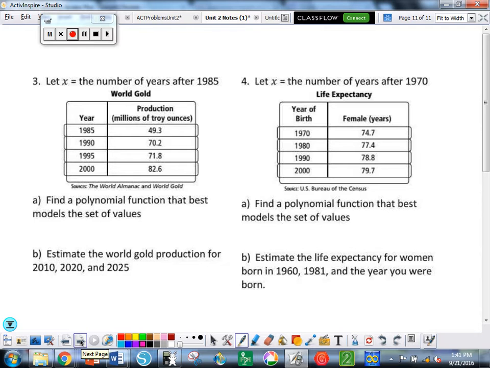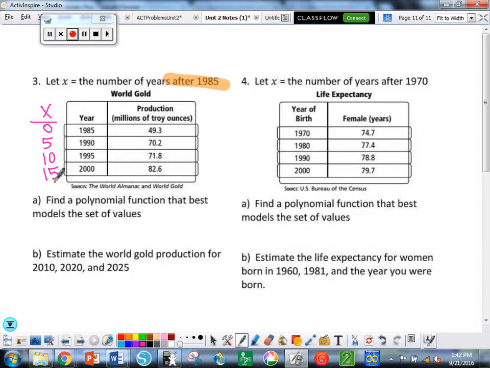So, number 3, let x be the number of years after 1985. This right here is kind of critical. It's going to tell me what x values to plug in. So, if I want my x to start in 1985, which was a really long time ago, what would this year be? In 1985, x would be 0, right? Because that's the starting year. 1990 would be what? 5 years after the starting point. 95 would be 10 years after, and then 15.